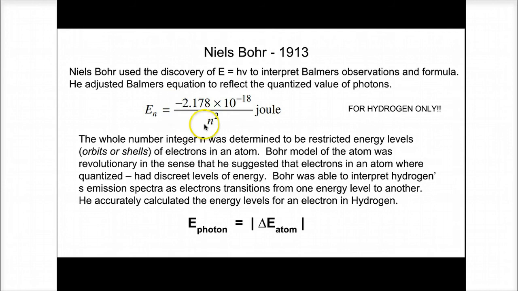So what Niels Bohr did was he took the Balmer equation and adjusted it based on energy per photon that we talked about that Einstein did, and he adjusted it for whole number n's. What was revolutionary was that this n was what he called shells of electrons. Now again, don't forget this is for hydrogen only. So he was able to look at the energy of each individual shell or orbit from the nucleus. In any case, he suggested that electrons in an atom were quantized, had discrete energy levels, and these were the energy levels of each of these individual energy shells.